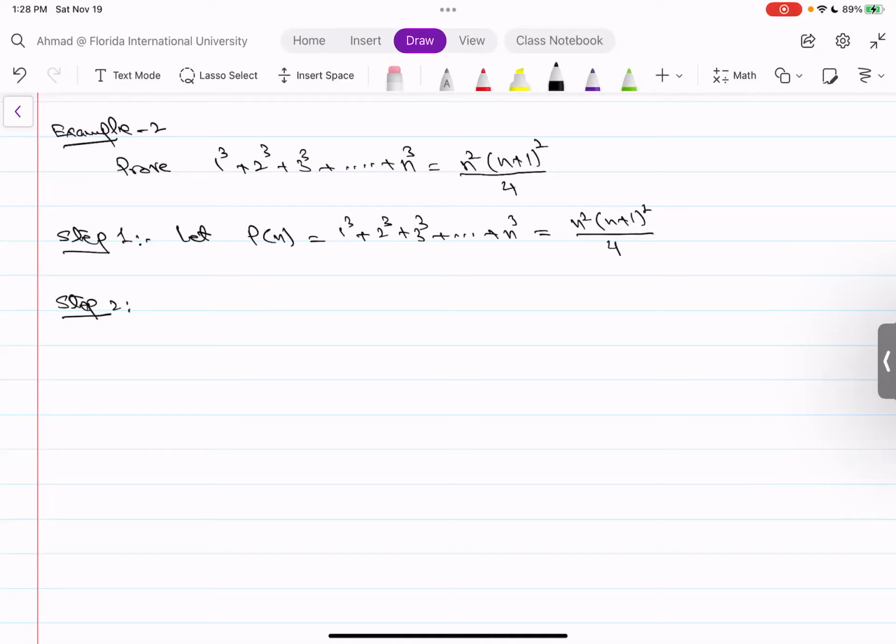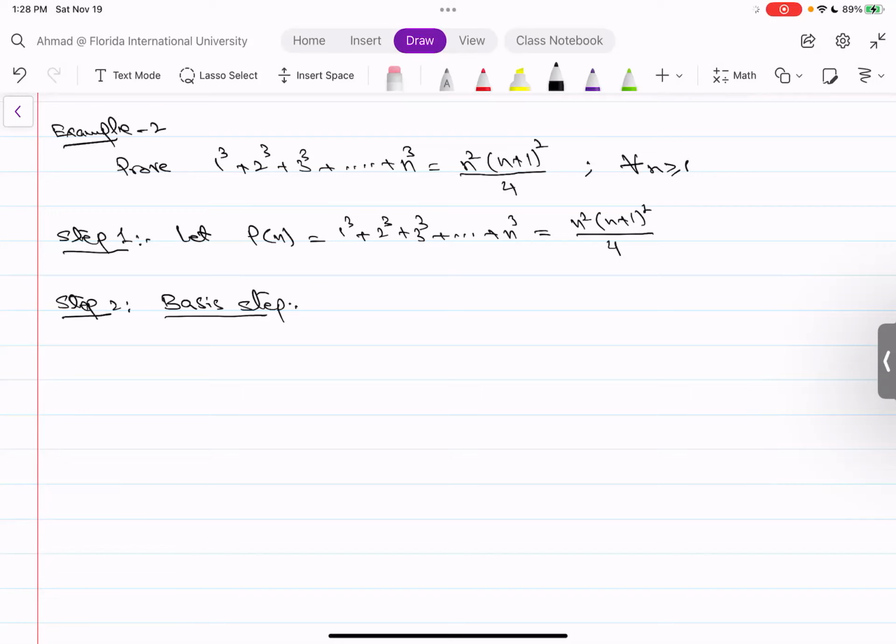So in my step number 2, I have to use the basis step. In the basis step, I have to prove this for the smallest value, right? What is the smallest value? The given equation is incomplete if I do not specify the smallest value. So that means this is true for all n greater than or equal to 1, right?